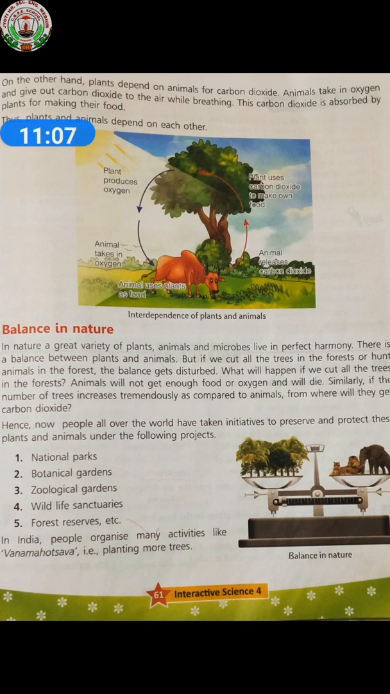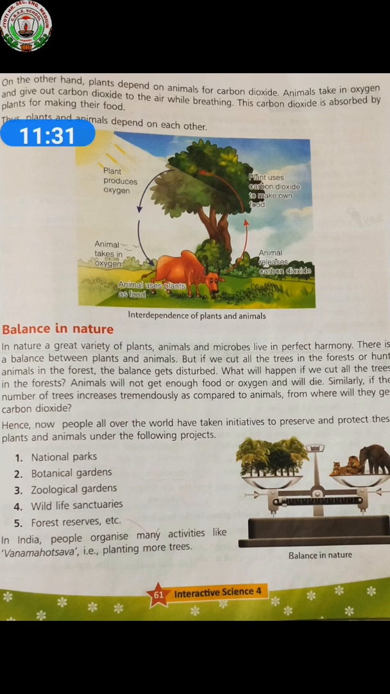What will happen if we cut all the trees in the forest? Animals will not get enough food or oxygen and will die. Similarly, if the number of trees increases tremendously as compared to animals, from where will they get carbon dioxide?